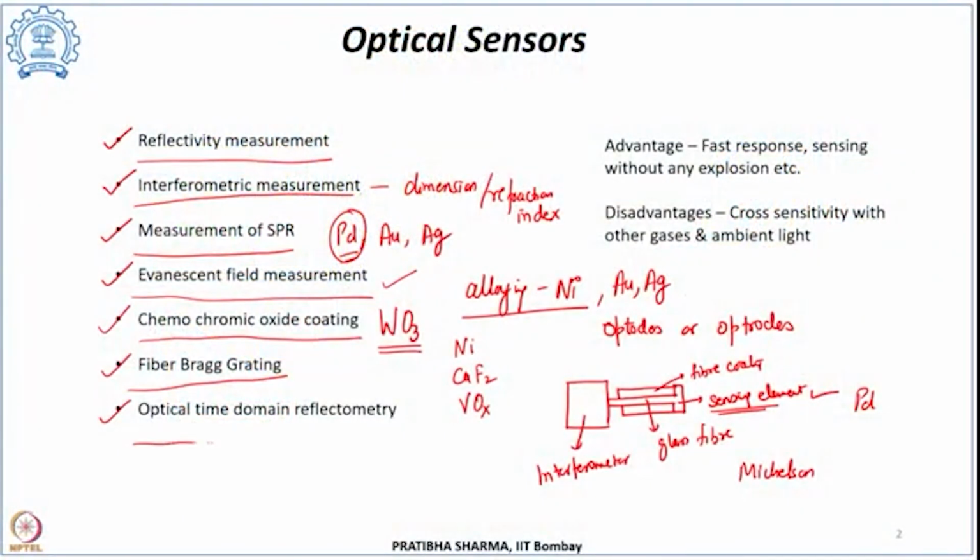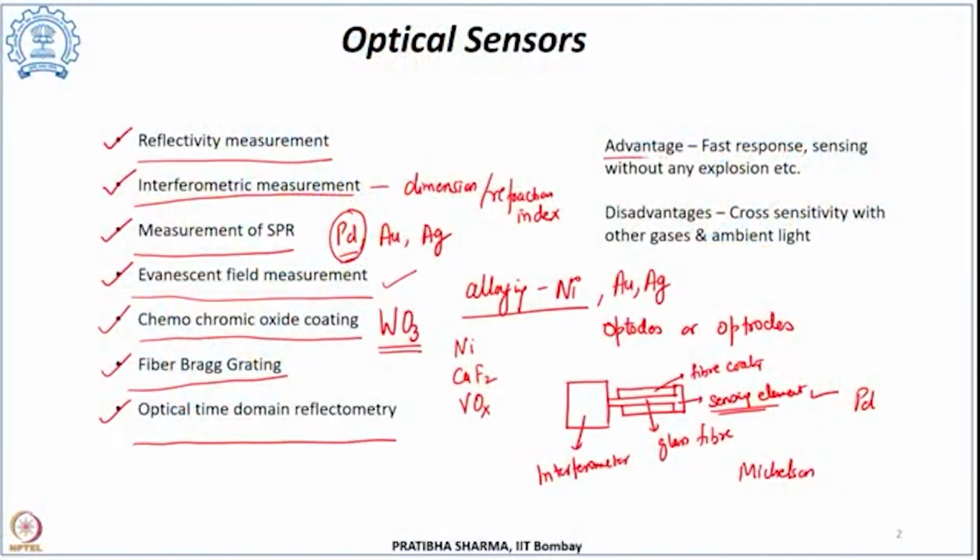Another one could be optical time domain reflectometry. Now in this, the reflectance is measured along the entire length of the fiber optic cable instead of at a particular point. So in this case, this is a sort of distributed hydrogen sensing using only one device. The signal could be spatially resolved and then we can use it for sensing over a longer distance. Now this is about the optical sensors.